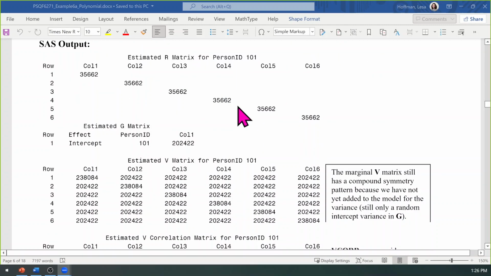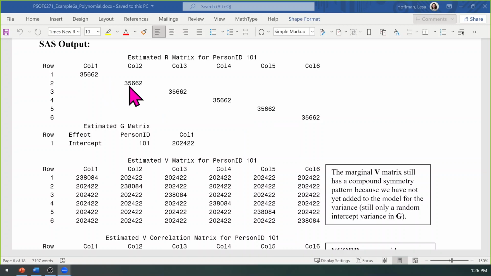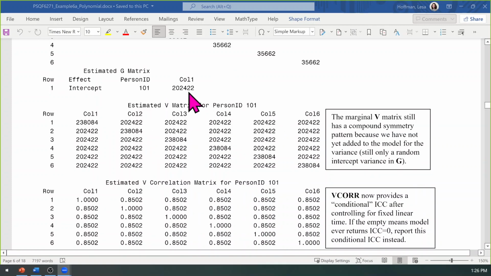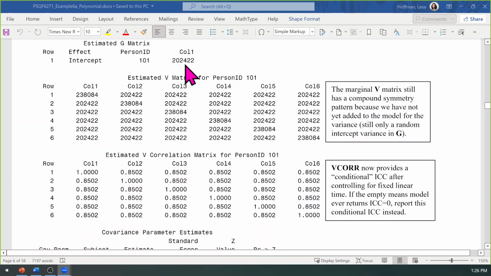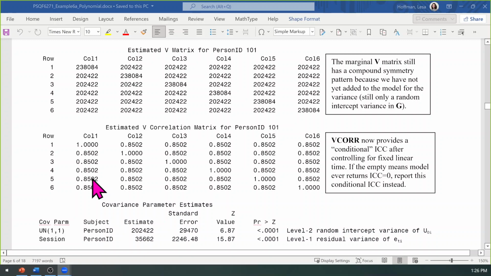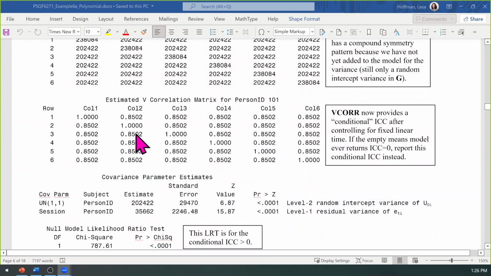So then we have our matrix output. This is smaller than before, which is not a coincidence, because if we are adding a fixed effect of linear time, we should have explained the time level residual variance at level 1 to some extent. So there's less of that. The intercept variance, I think, went up a little bit, maybe. In this case, that's also an expected consequence of having explained level 1 residual variance. So yep, the conditional intraclass correlation is a little bit higher. So after controlling for linear time, 85% of the total variation is because some people are just faster than others.